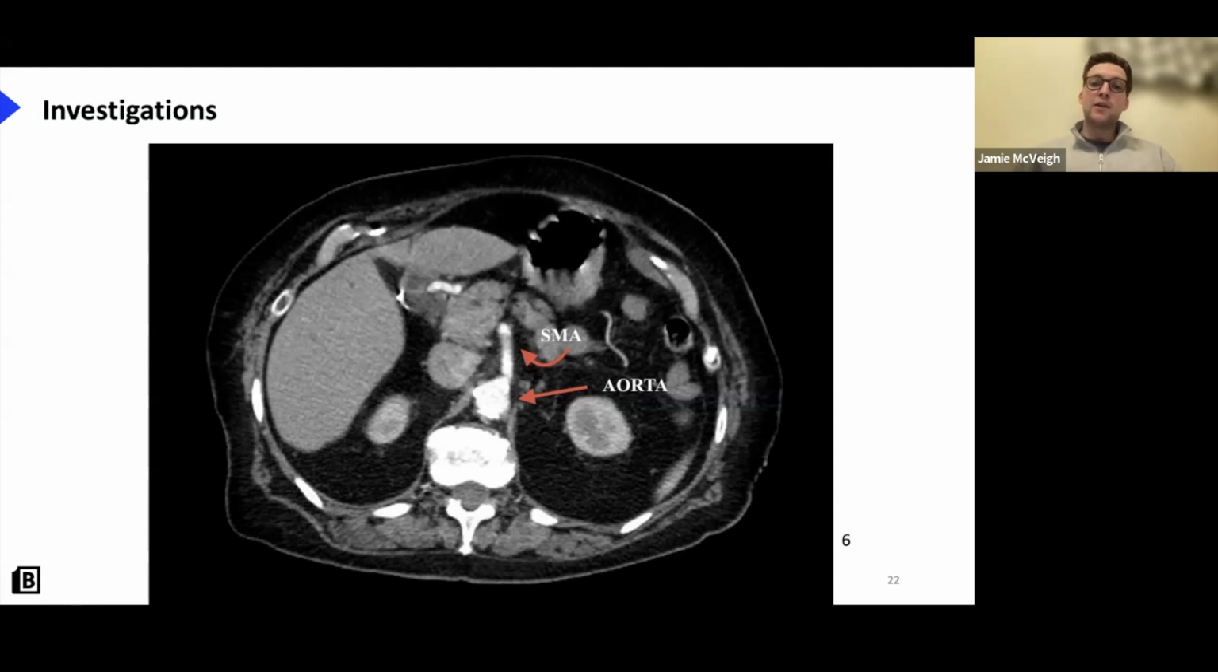Okay. Now, the radiologist will grade how occluded the vessel is. If it's fully occluded and you have no blood flow through the SMA, that's really worrying because it will knock out everything from the second part of the duodenum all the way through to two-thirds of the way along the transverse colon, which is a massive portion of bowel.